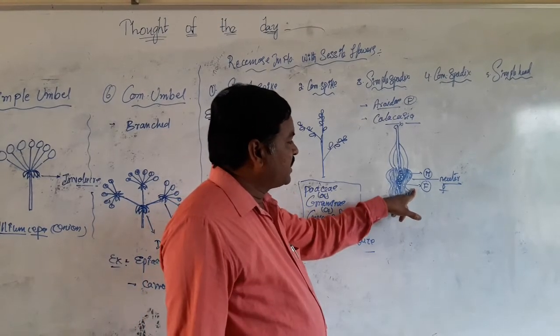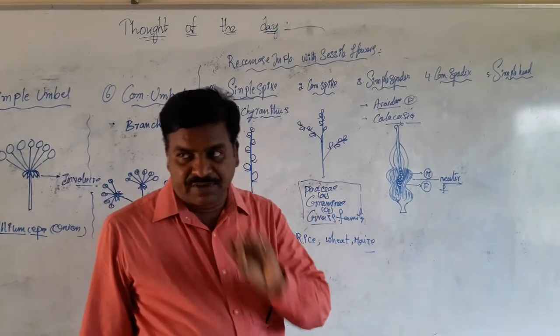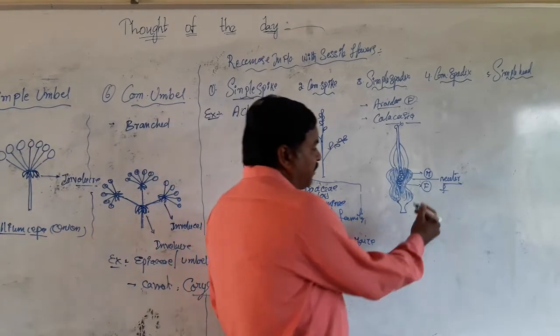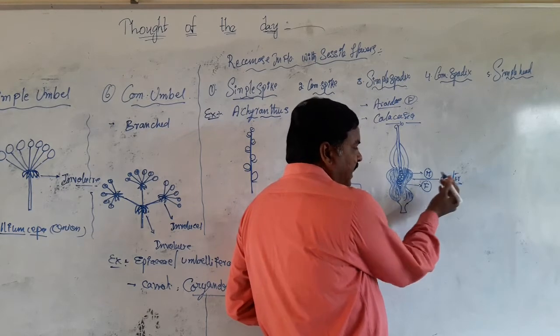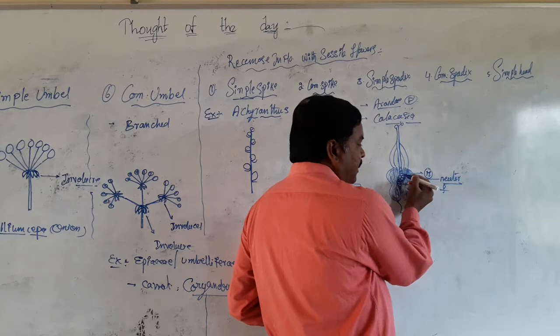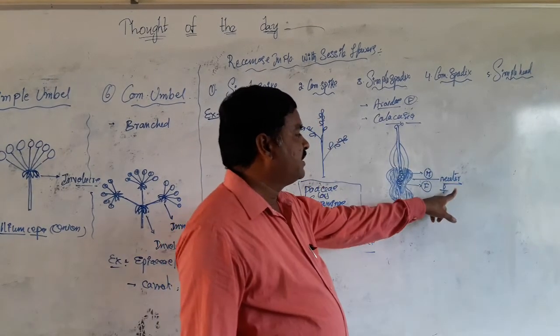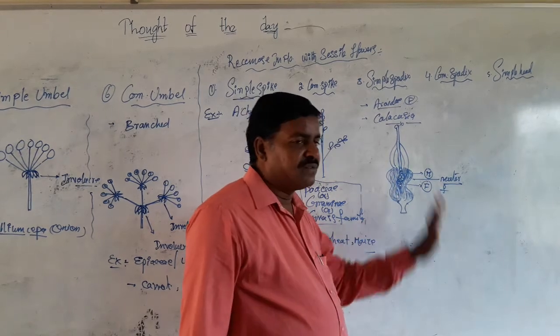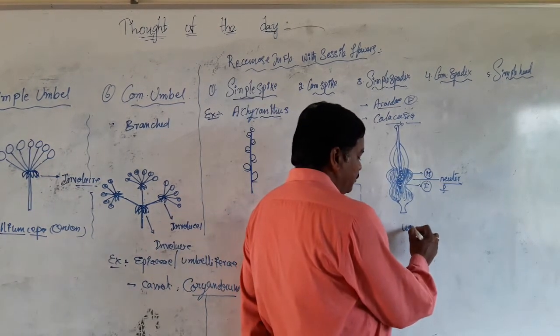So this peduncle is unbranched and fleshy. It bears a total of three types of flowers. One type is female flowers, present at the base of the peduncle. The second type is male flowers, present at the apex of the peduncle. At the same time, there are some undeveloped neuter flowers between the male and female flowers. So, here the flowers are unisexual.